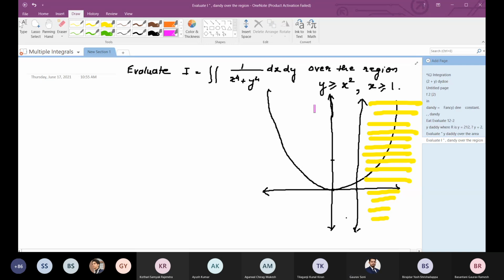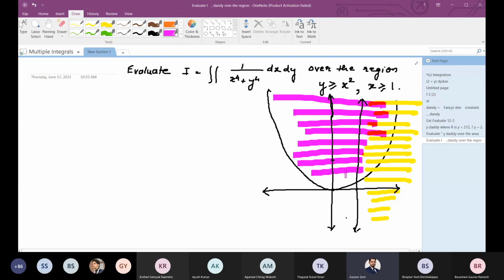whereas this region satisfies the first inequality. So we need to find the region in which both of the inequalities are satisfied. So it is this part, this one. In this region, both the inequalities are satisfied. The first inequality is the upper part of the parabola. The second inequality is the right-hand side of the line. So this is the common region.